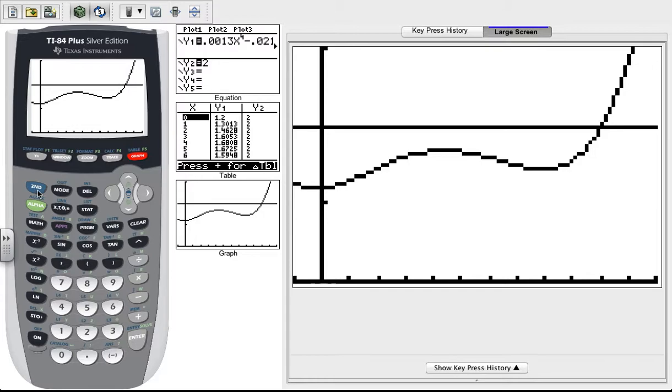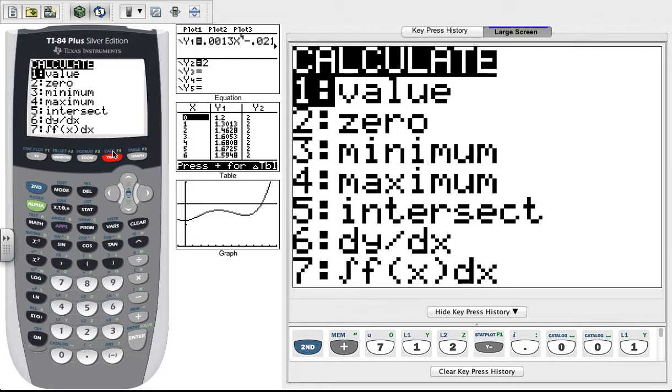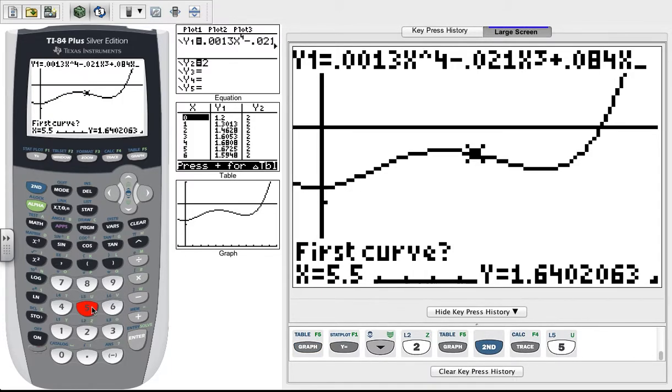In order to do that, I go to my calculate menu. My calculate menu is second trace, that blue calc on your text, and it brings up this menu. Some of these we've seen before, such as minimum, maximum, zero. I want to find intersect. That's going to show me the intersection of a line. So I select that intersect, and it asks me for the first curve.